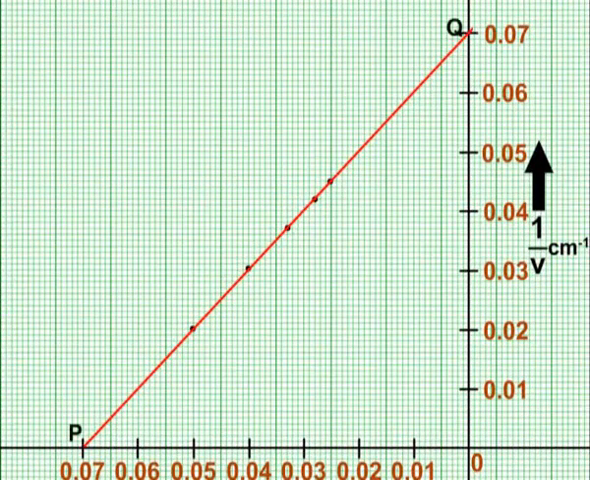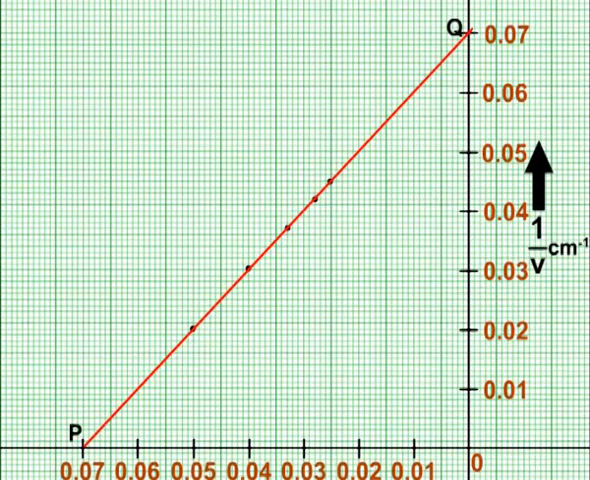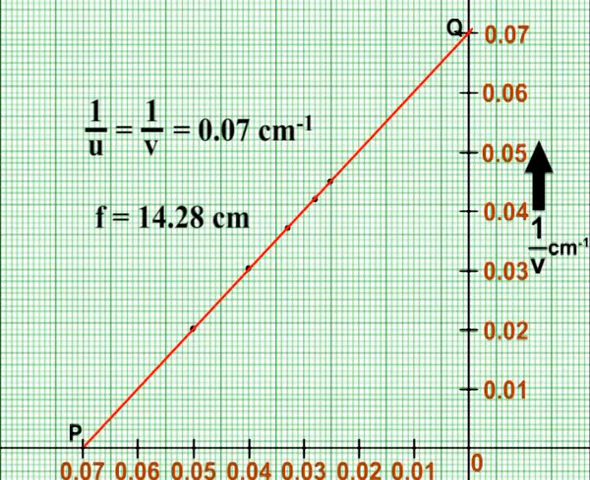This line meets the x-axis at point P and the y-axis at point Q, which shows the values of 1 by u and 1 by v as 0.07 per centimeter, and hence the focal length is equal to 14.28 centimeters.